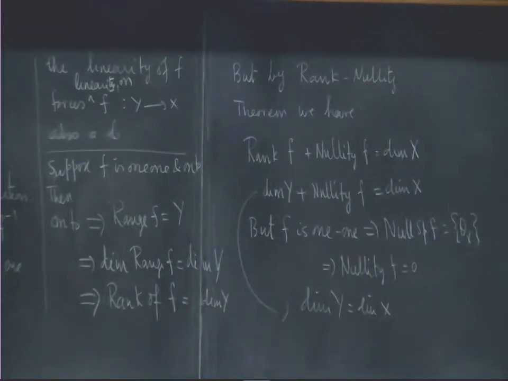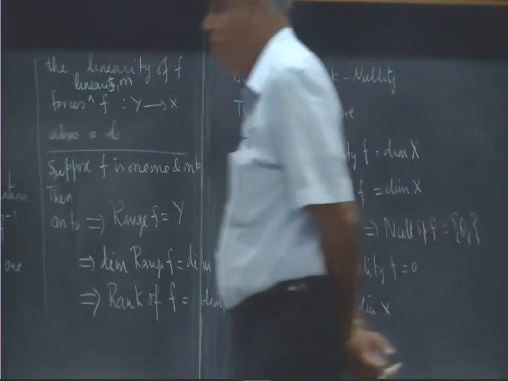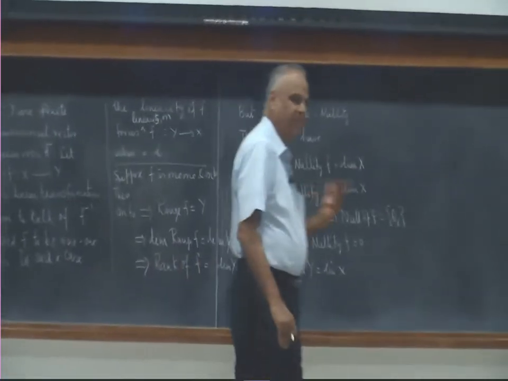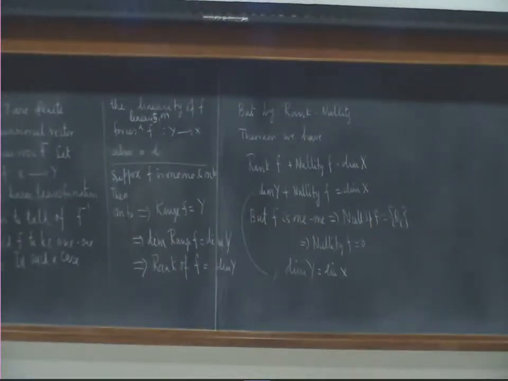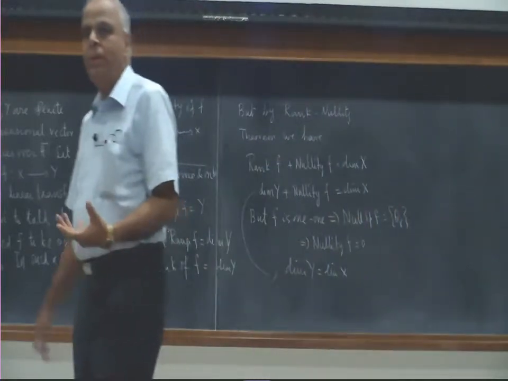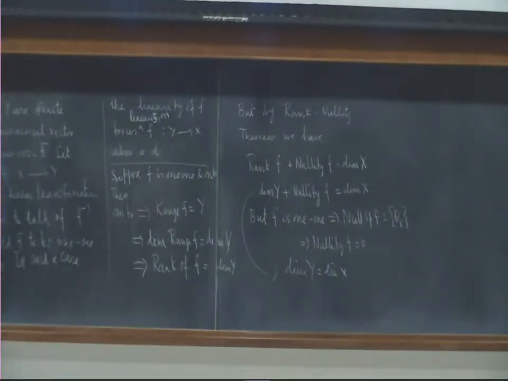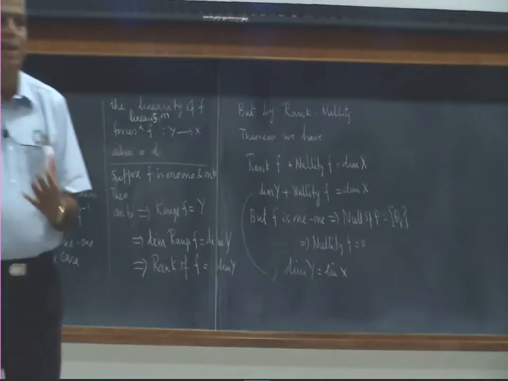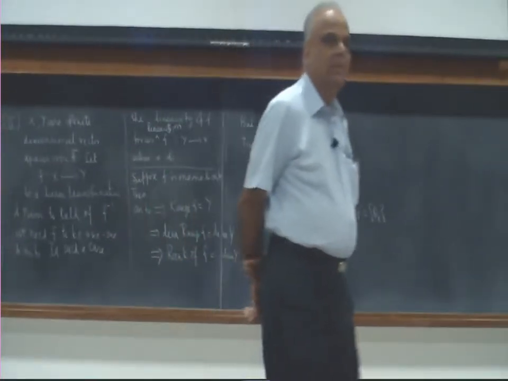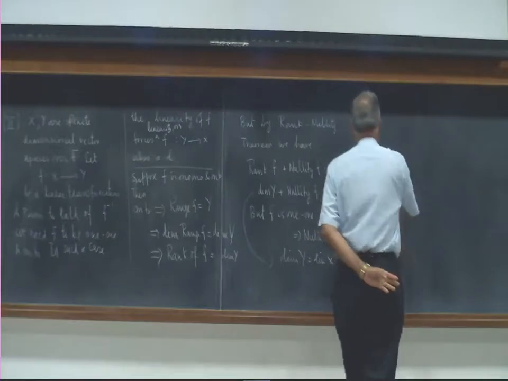So there is no chance of talking of an inverse if the dimension of Y is not equal to the dimension of X. If the dimension of Y is not equal to the dimension of X, then F cannot have even a chance of being both 1-1 and onto. So if you are going to talk of an inverse map from one vector space to another, you can even think of talking about this only if the domain and the codomain have the same dimension. So let us look at the same dimension.